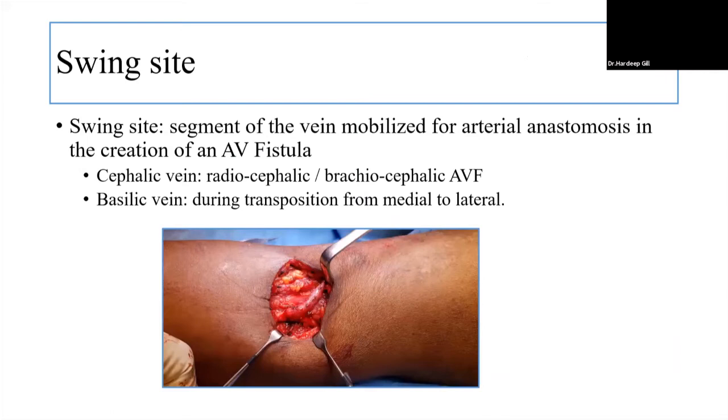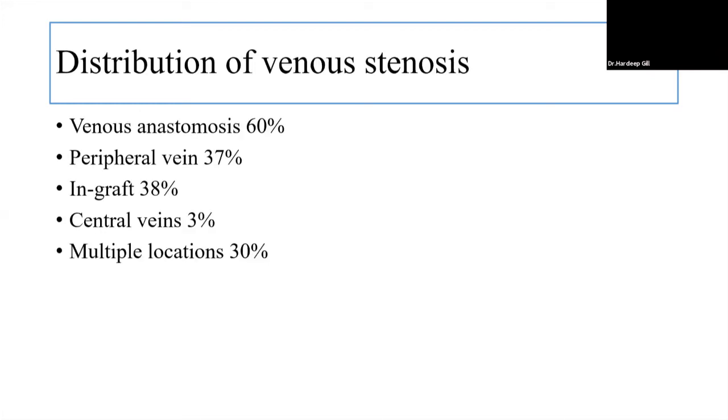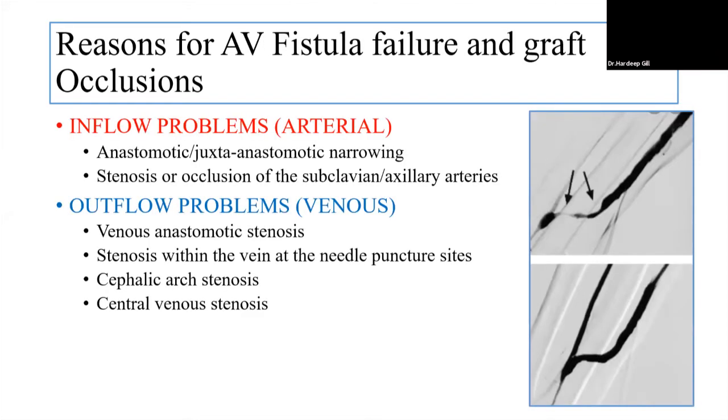So swing site is a segment of vein that's mobilized for arterial anastomosis in the creation of an AV fistula. So in a cephalic vein, it can happen when we create a radiocephalic or a brachiocephalic AV fistula. In a basilic vein, it can happen during transposition from a medial to a lateral position. So stenosis happens in the vein at different sites. So the commonest is at the venous anastomotic site, in the peripheral vein, inside the graft, central veins, and sometimes multiple locations. You can have a stenosis at the anastomosis, within the graft, and the central vein stenosis as well.